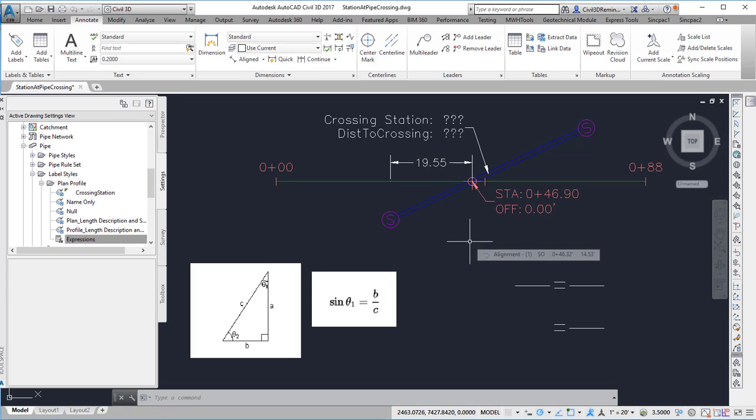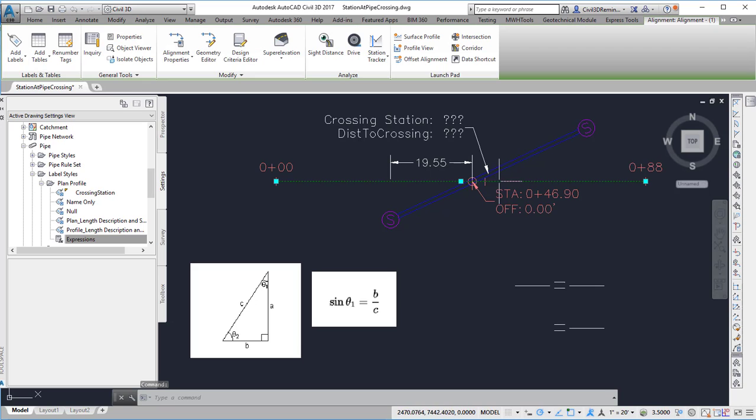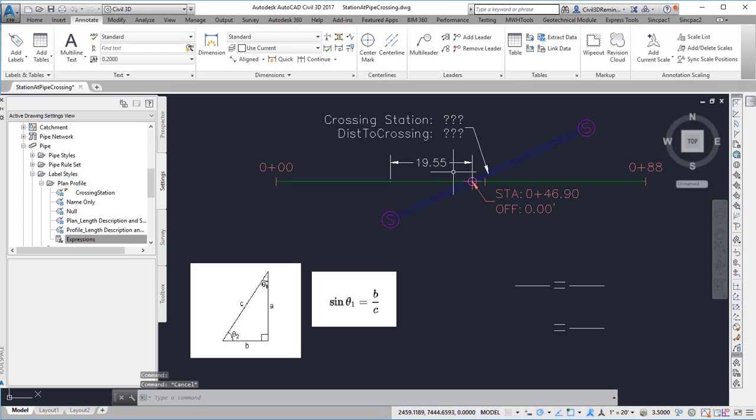So this video shows how I can figure out what the crossing station is for a pipe as it crosses an alignment. This will only work for a straight pipe or a really large radius curve. So the first thing that I need to do is remember from elementary geometry my similar triangles.